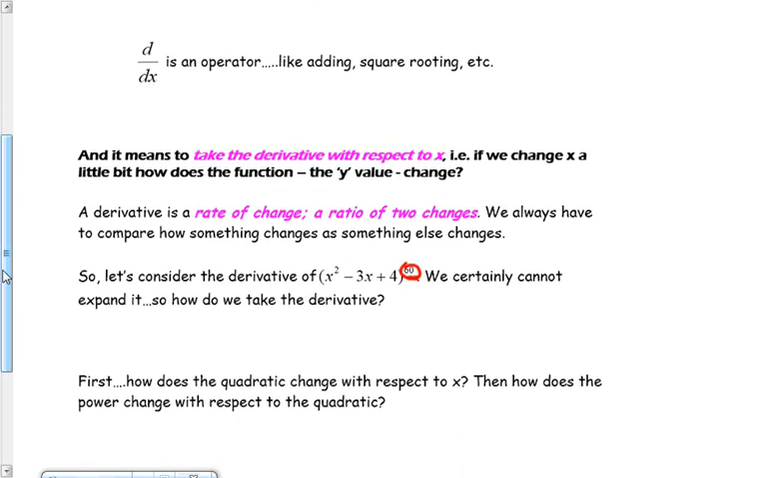Things to keep in mind. The d/dx symbol is like an operator. It means you're about to do something to a function. You're going to take a derivative. It's an active process, this whole idea of taking the derivative.